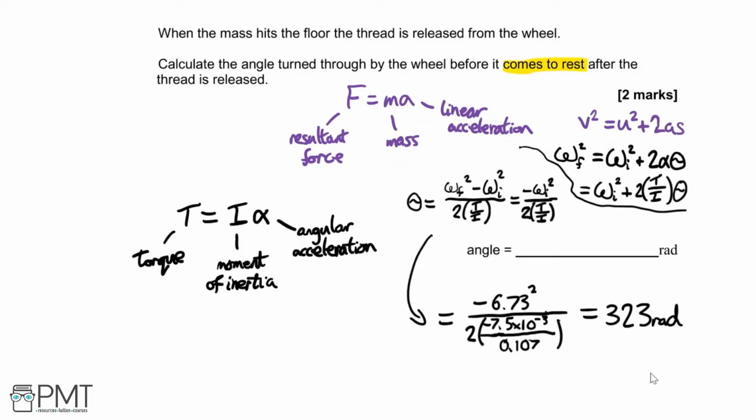It's technically 323.089 radians, but we're rounding to 3 significant figures because the values that were given to calculate this answer are all to 3 significant figures, so we need to keep that consistent. Now this is a 2-mark question.